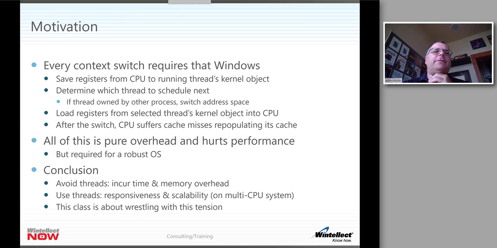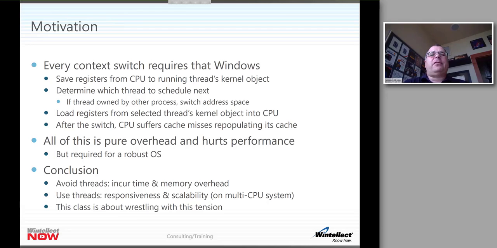And that's what I talk about on this slide here, is that every context switch requires that Windows perform these operations. It has to save the CPU registers from the actual CPU itself into the running thread's kernel objects. That takes time to do. Then it has to determine which thread to schedule next. If it schedules a thread that's owned by another process, then the operating system has to switch the virtual address space for the other process. And that adds even more time overhead into the system. Then it loads the registers from the selected thread's kernel object into the CPU, and then after the switch, the CPU now suffers cache misses while repopulating its cache because it's now doing something completely different than what it was doing before. And so the overhead of context switches is very expensive.